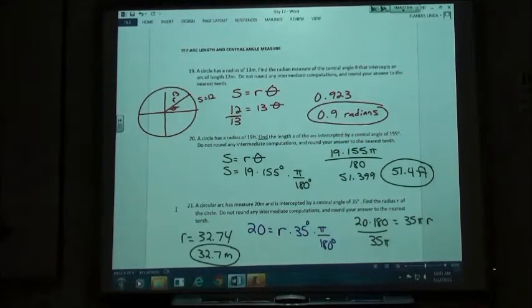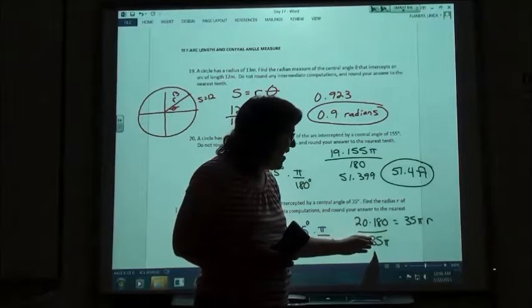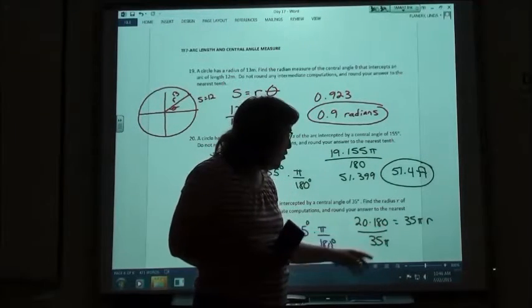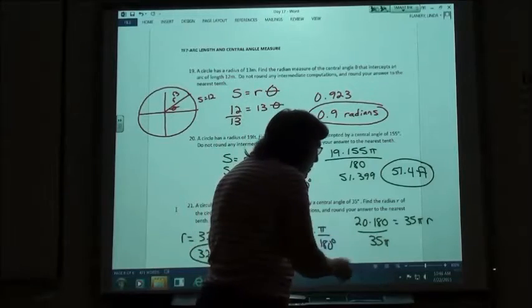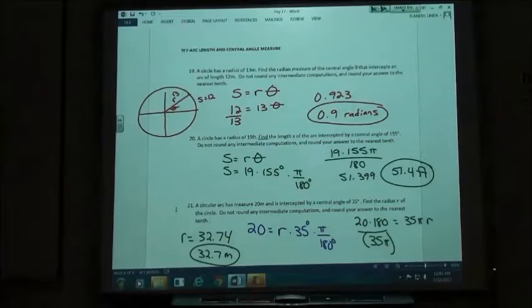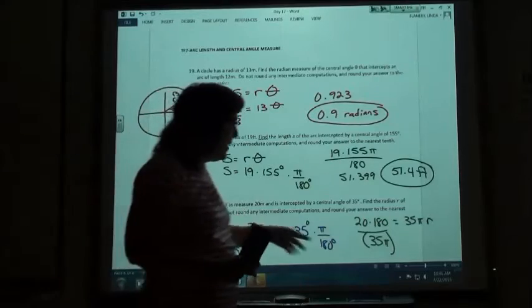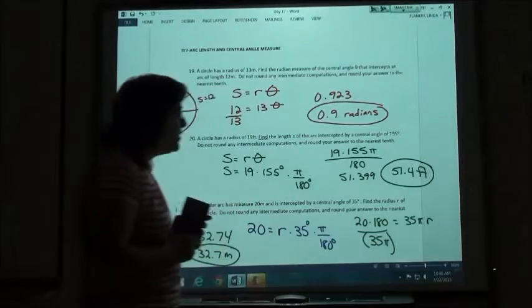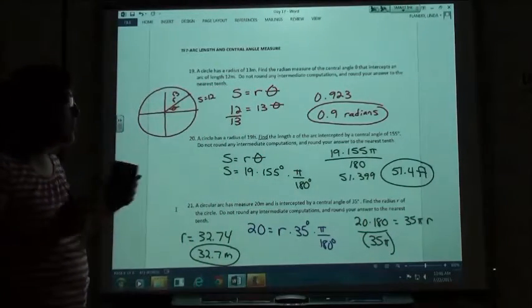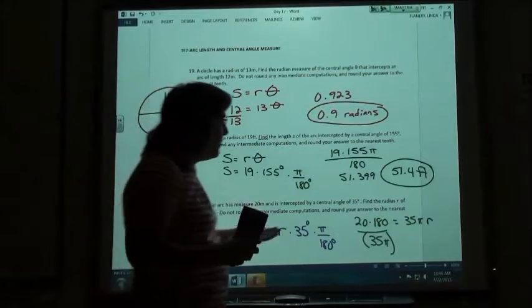Now be careful on this one when you punch it in, because I think if you try to do 35 times pi, it's not going to work. You either just have to put the pi right behind the 35 or put that in parentheses. So if you're having some issues, you have a different kind of calculator or something like that, and it's not coming out right, put the 35 times pi in parentheses so that when the calculator follows the order of operations, it comes out correctly.